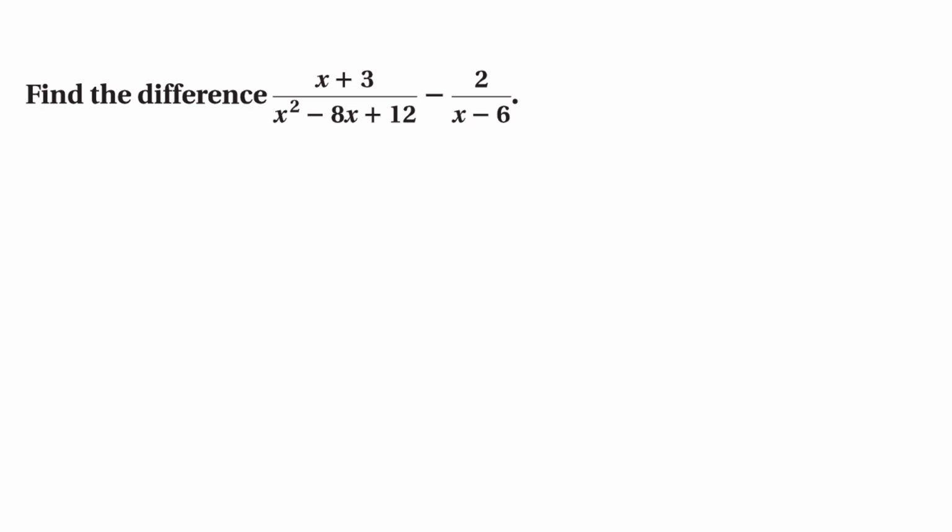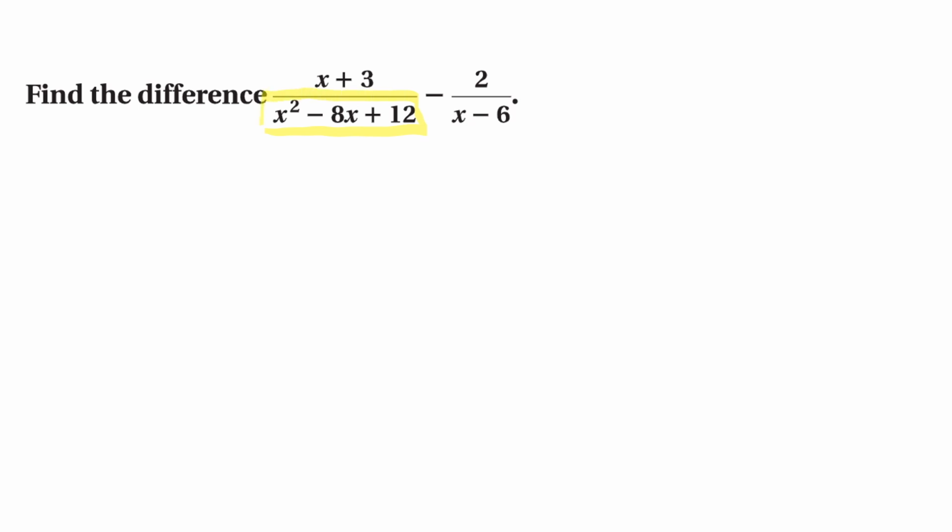Now, when I see a polynomial in the denominator, the first thing I want to think about is, can I factor that? Because if I can factor that, it's going to make it a little bit easier for me to identify what factors I have in common and what factors I don't. So the very first thing I'm focusing on is this polynomial down here, and I'm factoring that polynomial.